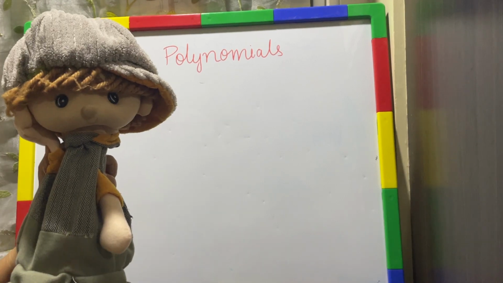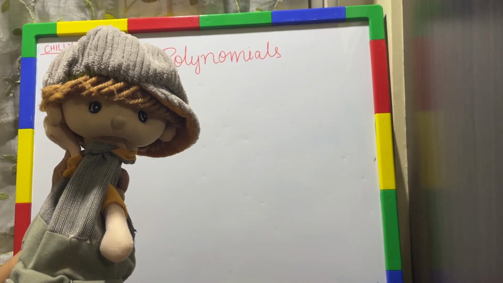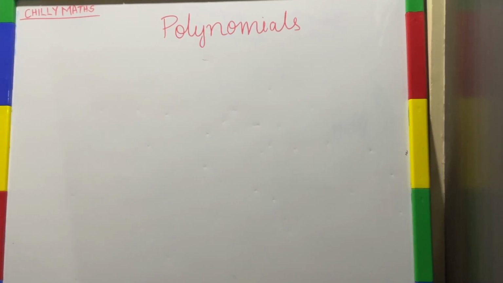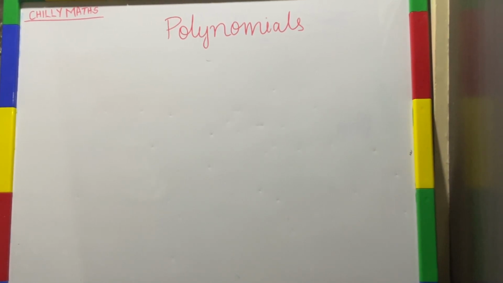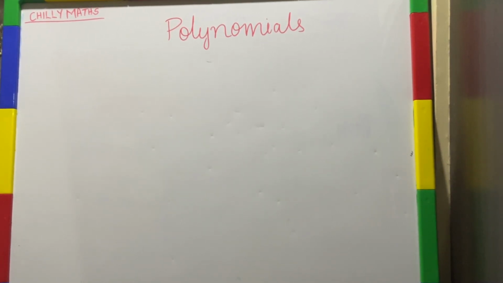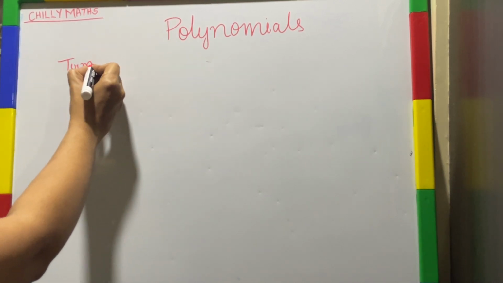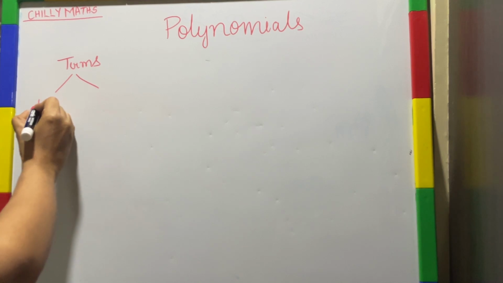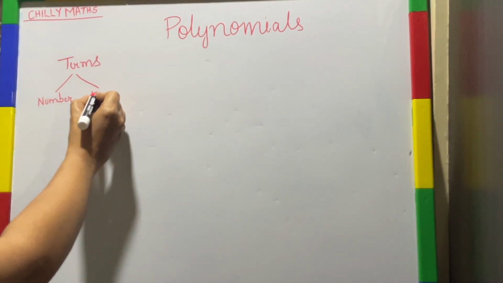In today's video, let's study about polynomials. Here, to understand polynomials, first we need to understand the word terms. Terms consist of two parts. One is number, and the other is variable.